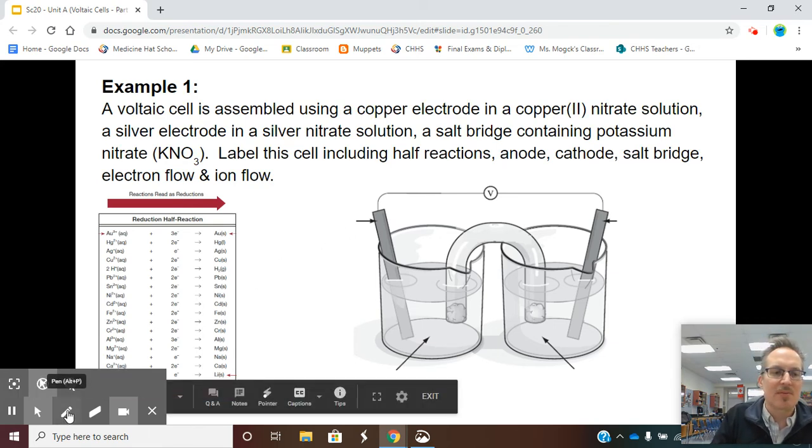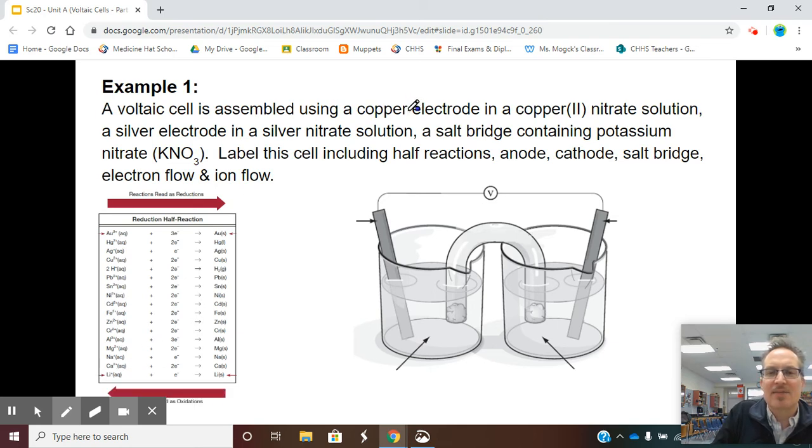So I'm going to go before I run out of time again. And in my chart, it says I have copper electrode in copper 2. So I'm going to find that. There's copper 2, there's copper solid. I also have silver electrode in silver. So there's silver ions and there's silver. So my strongest oxidizing agent is Ag positive, and my strongest reducing agent is Cu solid.